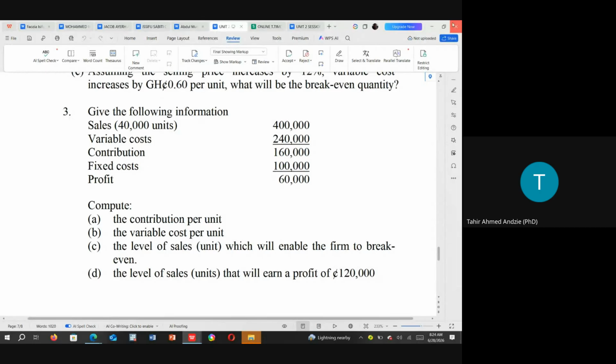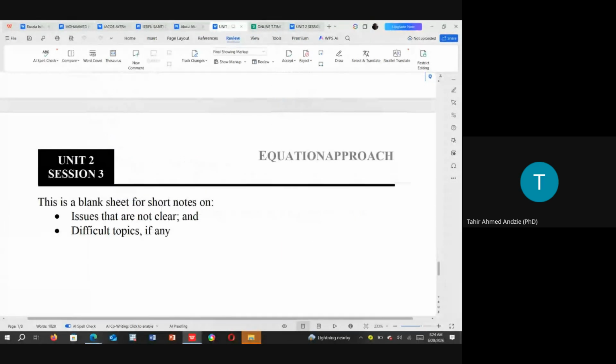So when the company sold 40,000 units, they made a profit of 60,000. If they want to make a profit of 120,000, they want to double the profit, they will have to sell 55,000. Is it 55,000? Yes, you have to sell 55,000 in order to make that target profit. So those are the information, right?